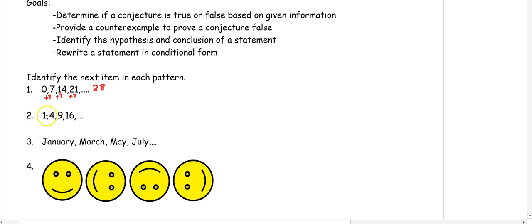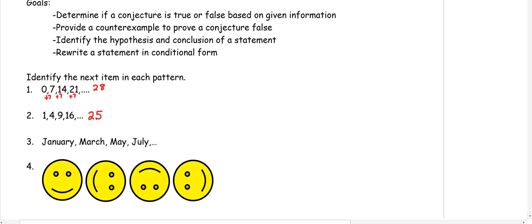Number 2, we have 1, 4, 9, 16. When I first look at them, I notice that they're not going up by the same number. So instead, I'm going to think of what other pattern they might use. In this case, 1 squared is 1, 2 squared is 4, 3 squared is 9, 4 squared is 16. So the next number would be 5 squared, which is 25.